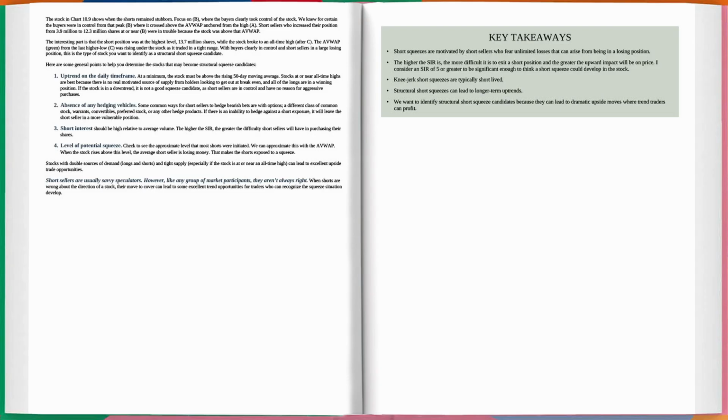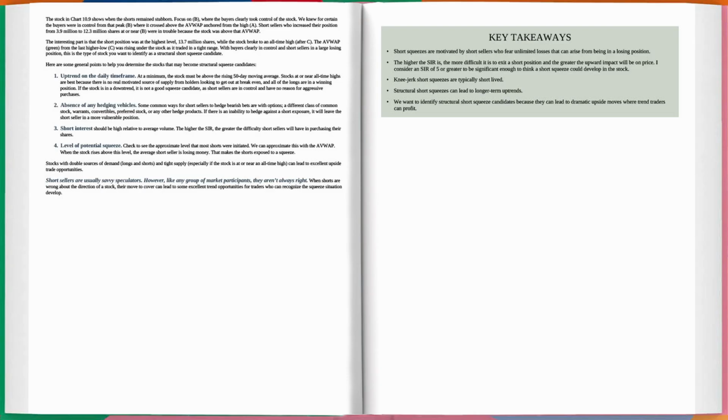The AVWAP, green, from the last higher low C was rising under the stock as it traded in a tight range. With buyers clearly in control and short sellers in a large losing position, this is the type of stock you want to identify as a structural short squeeze candidate.